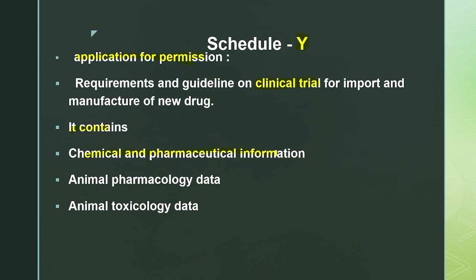Okay, a clinical trial must consist of all of the following information for maintaining good therapeutic use of the drug. And these are animal pharmacology data and animal toxicology data. Schedule Y mostly deals with chemical and pharmaceutical information, animal pharmacology data and animal toxicology data. Animal pharmacology data means how much amount of drug needs to act on the animals, and we need to take care of the animals used in the clinical trial.